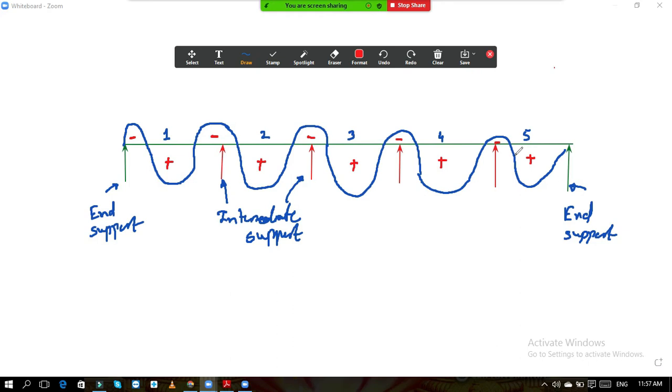Now, how to calculate the bending moment diagram and what are the coefficients, that we will take in the next lecture. For today, it is sufficient.